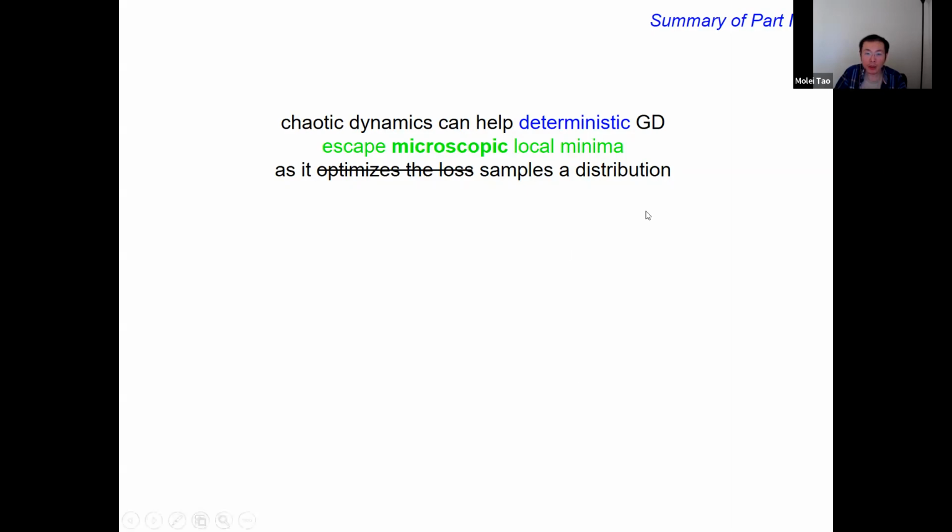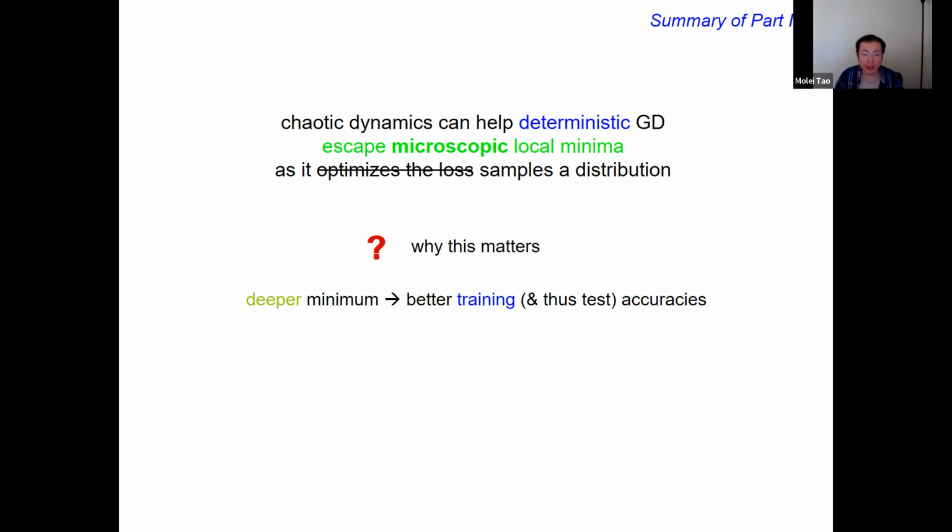Okay. So why does what I just said matter? The reason is that it basically says you have higher probability of getting into a deeper minimum. And of course, a deeper minimum gives you better training accuracy and oftentimes better test accuracy. So that's good.